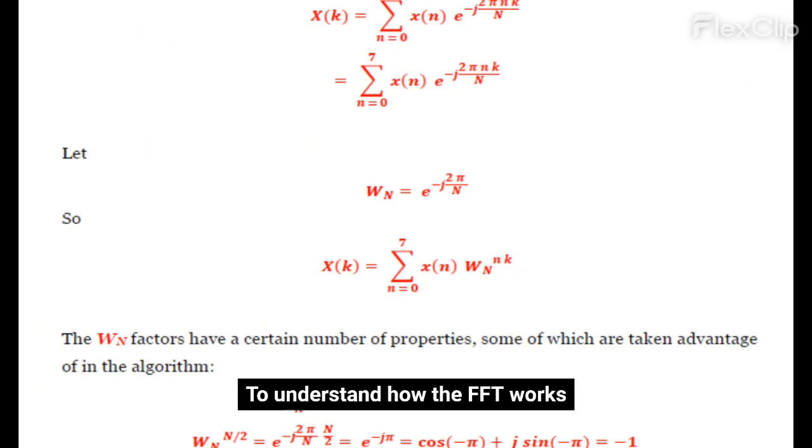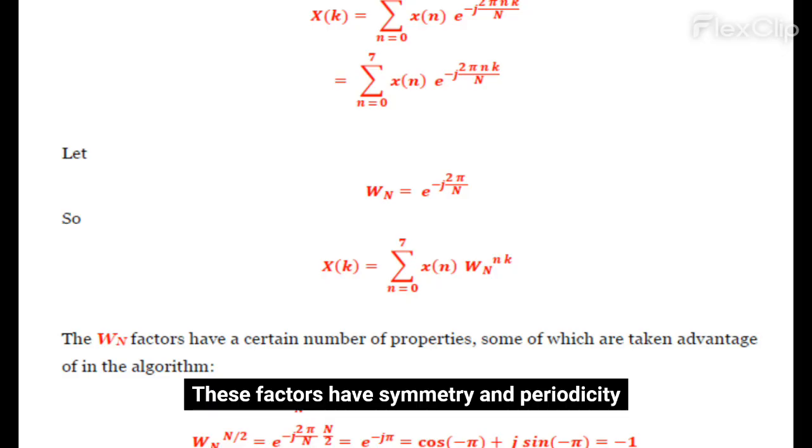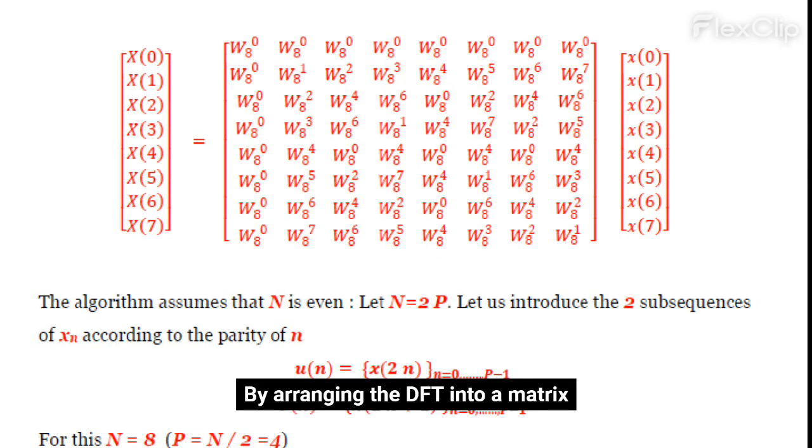To understand how the FFT works, let's look at an 8-point example. We use a twiddle factor W sub N, which represents a step around the unit circle in the complex plane. These factors have symmetry and periodicity properties, like the fact that rotating halfway around the circle is the same as multiplying by -1, that allow us to recycle calculations. By arranging the DFT into a matrix, we can see many redundant patterns.